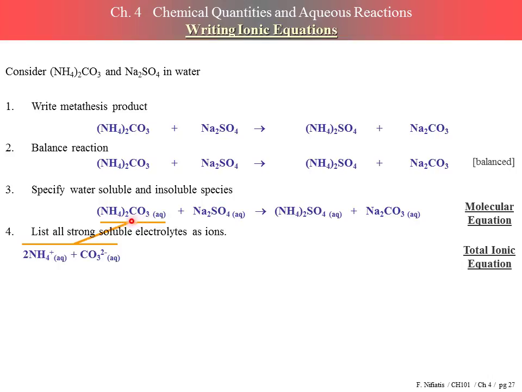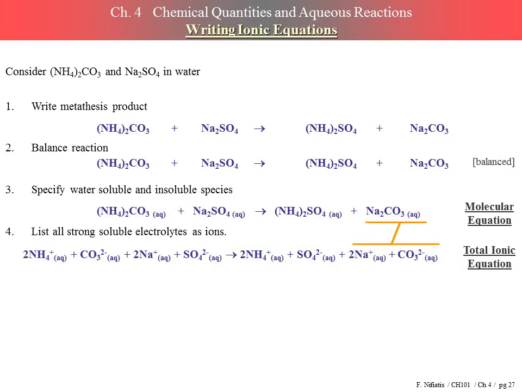The ammonium carbonate is going to give us 2 ammoniums and 1 carbonate. Make sure that you write the (aq)s. This one here is going to give us 2 sodiums and 1 sulfate. This one here is a strong electrolyte as well, water soluble, 2 ammoniums and 1 sulfate. And here we have 2 sodiums and 1 carbonate.